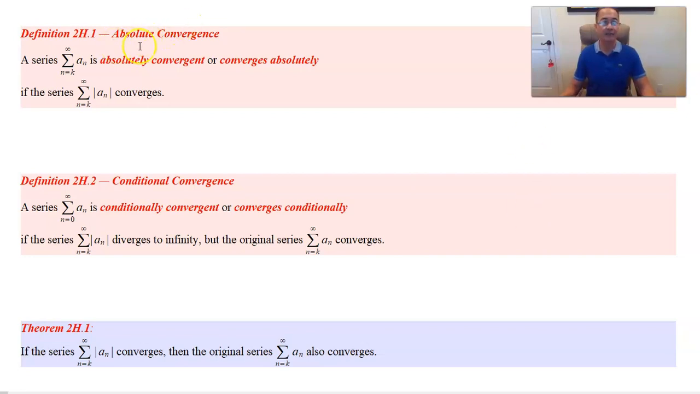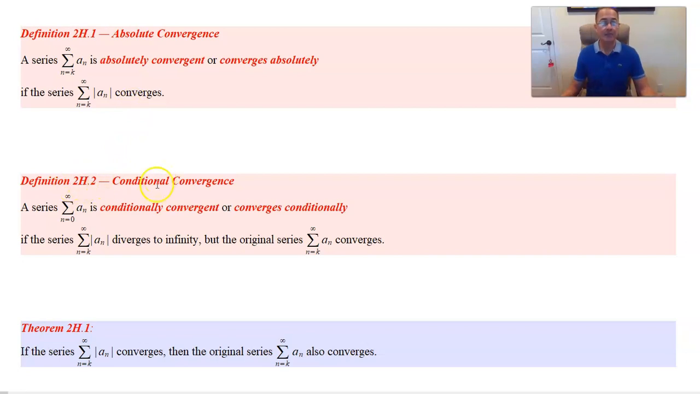First definition, absolute convergence. A series, summation n equals k to infinity of a sub n, is absolutely convergent, or we also say converges absolutely, if the series that we get by forming the infinite series with the absolute value of the a sub n's, that new series converges. Converges in the sense of our previous definitions.